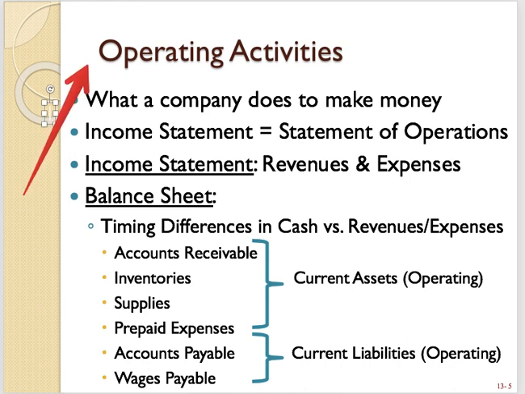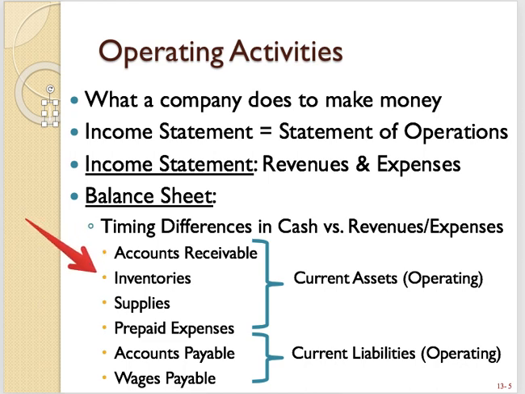So to get clues for what kinds of things go on operating activities, the first place you look is the income statement, because that's where you're going to see revenues and expenses. But as we discussed, there are also timing differences related to revenues and expenses versus the timing of cash, when you receive and pay cash. So for those timing differences, you've got to look on the balance sheet. So those are going to be accounts like accounts receivable, right? Where we've earned revenue but haven't received the cash yet.